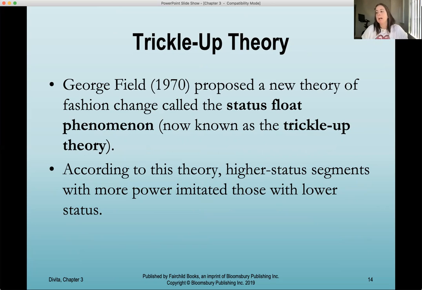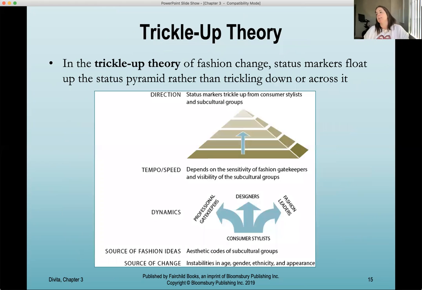According to this theory, higher status segments with more power imitate the lower status. Okay, so we see things from the lower class, it trickles up, and then the elite are the last adopters of the trend. Okay, so here in the trickle up theory of fashion change, status markers float up the status pyramid rather than trickling down. Okay, so the status markers trickle up from the consumer stylists. So the bottom are the consumer stylists and subcultural groups.